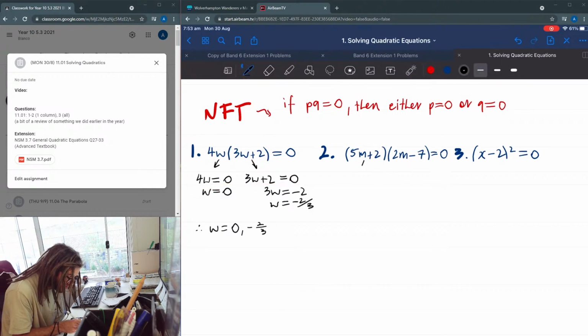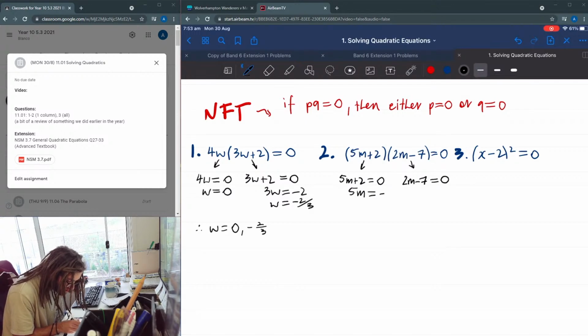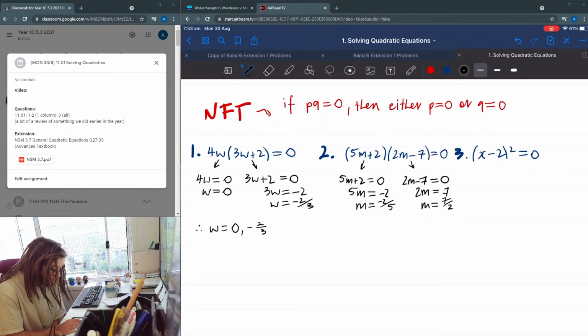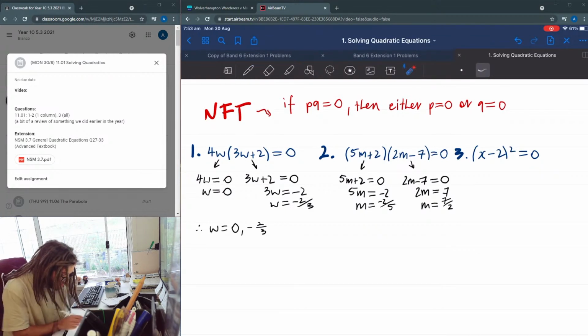Okay, this one. So I pretend that equals 0. So 5m plus 2 equals 0, or 2m minus 7 equals 0. So when I solve this, I've got 5m equals minus 2, m equals minus 2 on 5. This is 2m equals 7, m equals 7 on 2, and you can really just leave it like that, I guess.